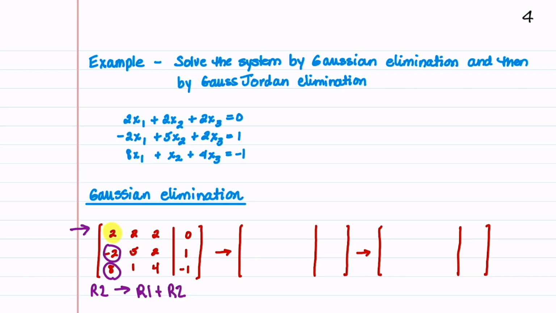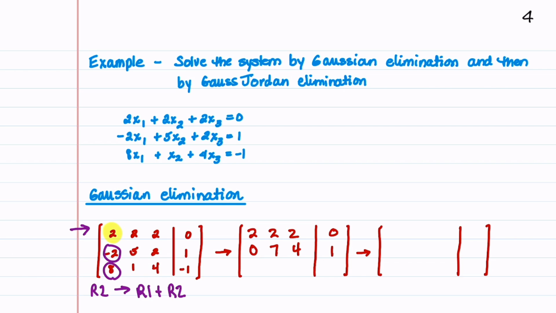Let's go ahead and write that down on our next matrix. So we'll copy down the first row. So we're going to add row 1 to row 2. So 2 plus -2 is a 0. 2 plus 5 is 7. 2 plus 2 is 4. And then 0 plus 1 is 1.